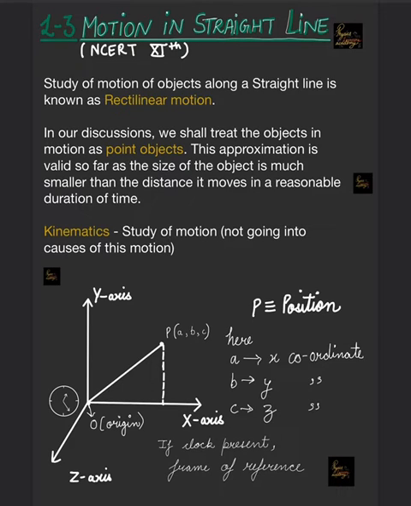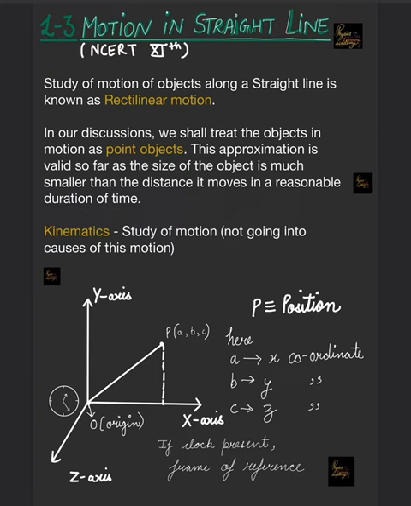And then there is a discussion on the topic called point objects. What exactly are point objects? इस चैप्टर में वी विल ट्रीट एवरी ऑब्जेक्ट एज पॉइंट ऑब्जेक्ट. यहाँ पे जो अप्रॉक्सीमेशन ले रहे हैं, दिस अप्रॉक्सीमेशन इज वैलिड सो फार एज द साइज ऑफ ऑब्जेक्ट इज मच स्मॉलर देन द डिस्टेंस इट मूव्स इन अ रीजनेबल ड्यूरेशन ऑफ टाइम.